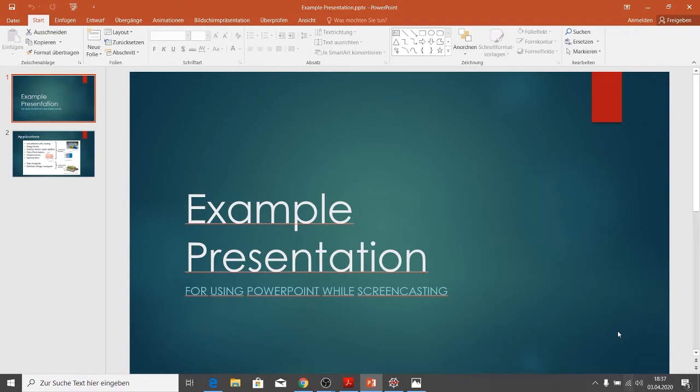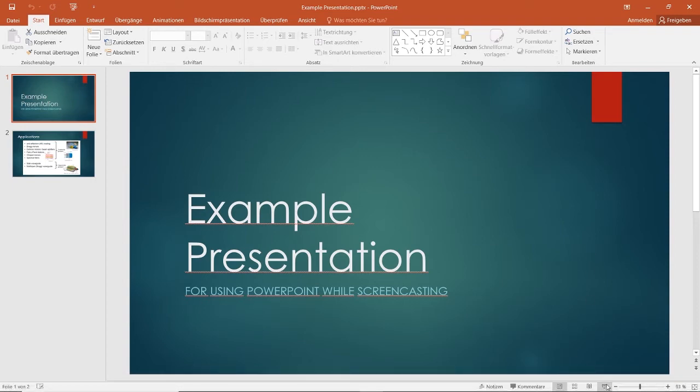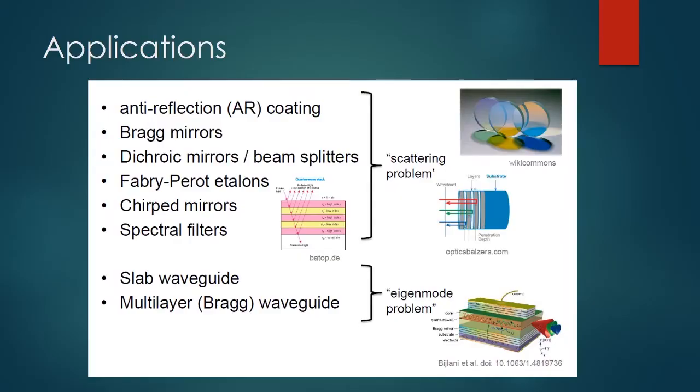And then you can just have a normal presentation by maximizing it to your screen and you click through your slides. Also what is possible, and what your students will see, is if you mark something on the slide. So for example, if you want to highlight the spectral filters, you can just use the PowerPoint built-in pen to stress that.